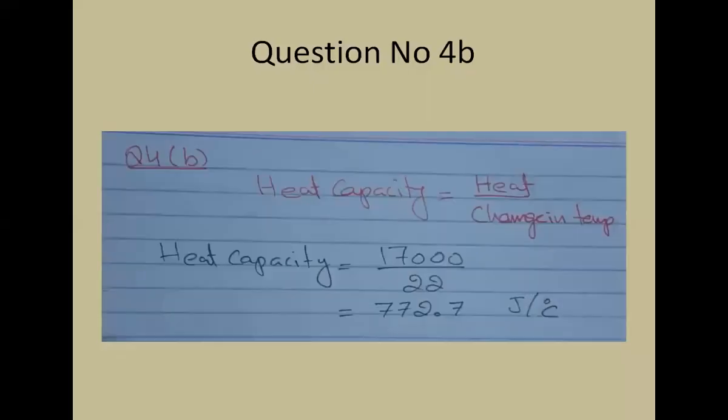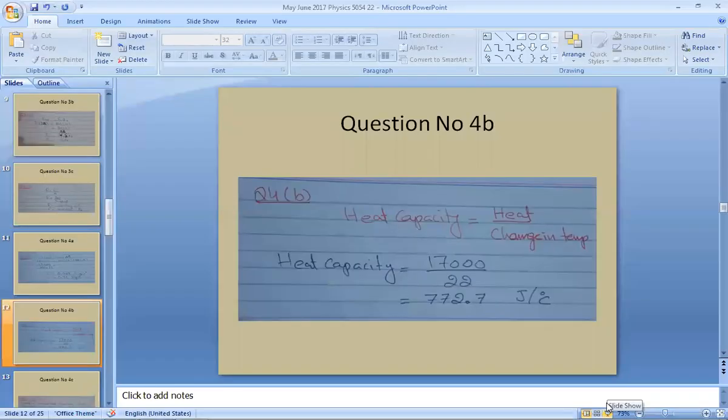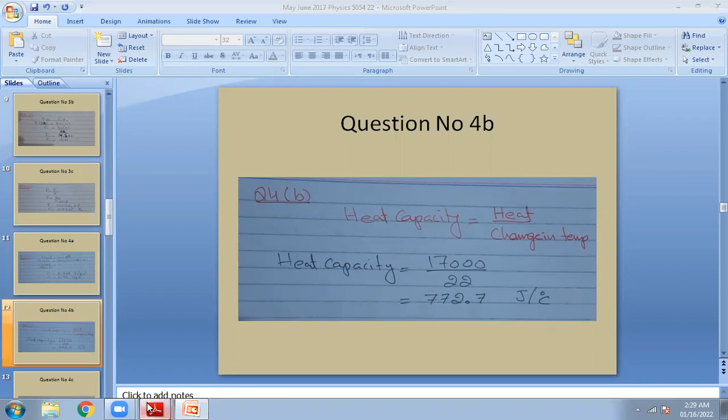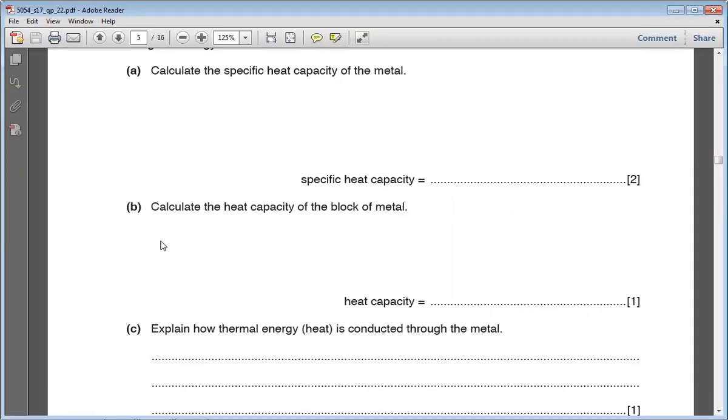So heat capacity is equal to heat divided by change in the temperature. So 17,000 joules divided by 22 degrees centigrade. So 772.7 joules per degree centigrade will be the answer. Hopefully you understand. Okay, so that was question number 4 and its B part. Now let's move to the next part.